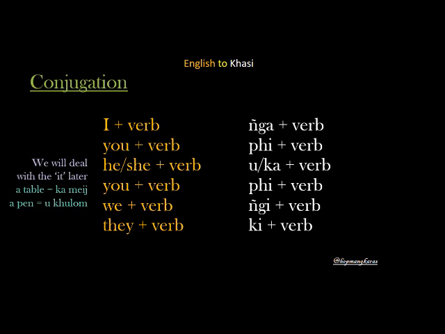Because the it in KHASI has got two genders. It can be female or male. For example, a table is female. We say ka miet. Ka means female, so ka miet. Whereas a pen is male. So in KHASI we will say u kulam. U means male, u kulam.